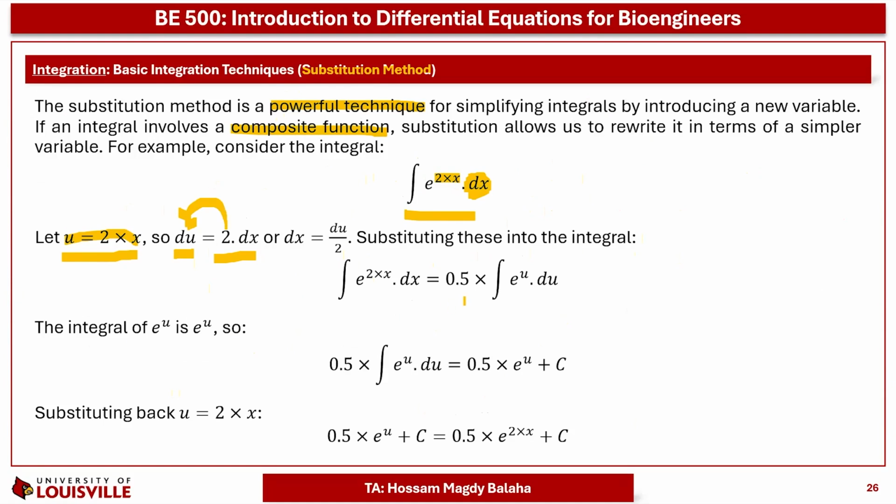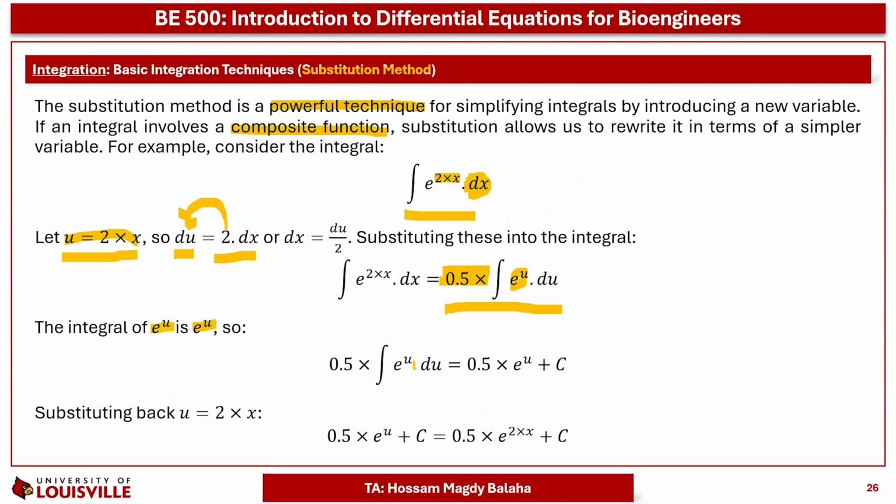So the new equation will be 0.5 multiplied by the integration of e to the power of u du. And we move the constant outside the integration because you can do that with any constant. So if you have any constant multiplied by the expression, you can extract it and get it outside the integration. But this cannot be applied to addition and subtraction. This can only be applied to multiplication and division. The integration of e to the power of u is also e to the power of u, the same as the differentiation of e to the power of u, which is e to the power of u.